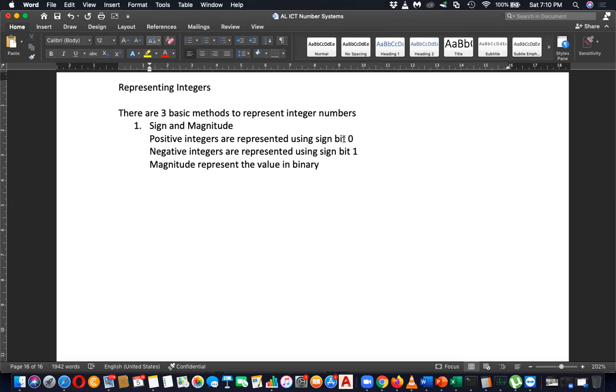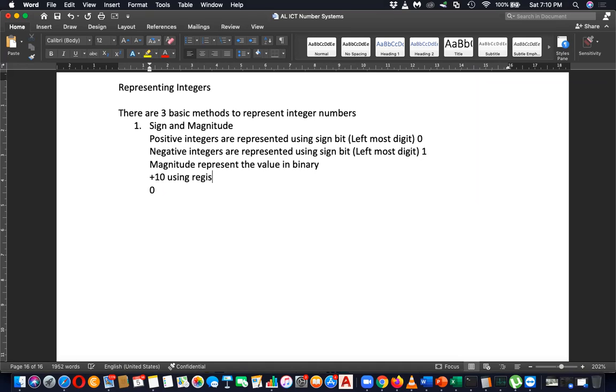The sign bit is the leftmost digit. It is on the left side. I'll give you an example, then it's easy. For example, let's say positive plus 10. Plus 10 is represented using sign bit 0. I'm going to highlight the sign bit in red color or some other color.